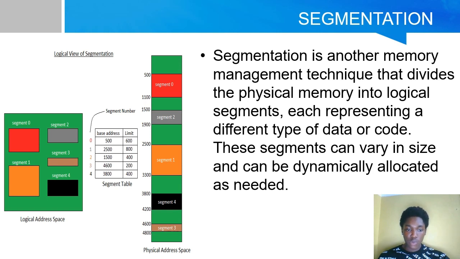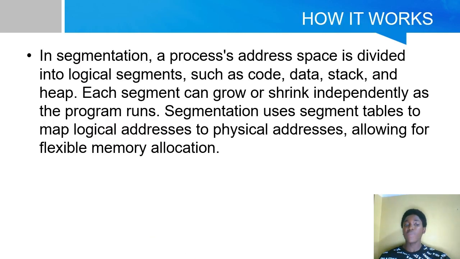Segment number 2, we can see the base address is 1500 and the limit is 400. Segment number 3, the base address is 4600 and the limit is 200. Segment number 4 has a base address of 3800 and a limit of 400. This is called the segment table.